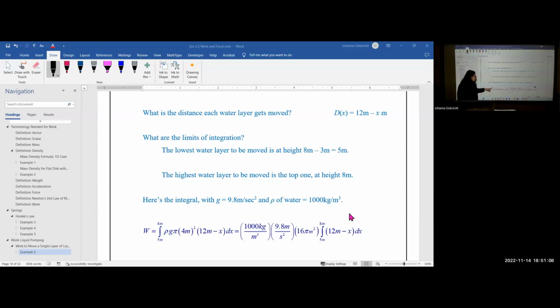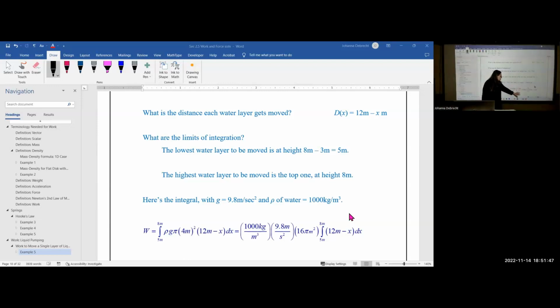From 5 meters to 8 meters, density times gravity times pi times the 4 meters squared. That's my 16 meters squared times pi. That gave me my area, times dx gave me volume. And then times the distance it's moved, 12 meters minus x. Notice that rho, the density, is a constant. It can be pulled directly out. Now, I always leave mine as rho g until I'm actually at the last step, and then I put in the numbers, because otherwise you do a lot of writing and rewriting and rewriting. So I leave these as rho times g until I get to the bottom.